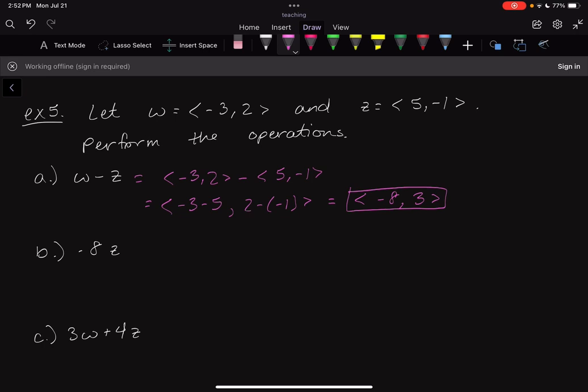For part B, -8 times z, you'll just take the -8 and multiply it by everything in z, almost kind of like distributing. So here I would get -40, 8. So hopefully those aren't too bad for you.